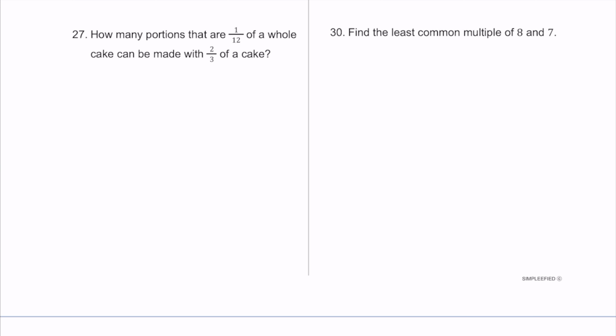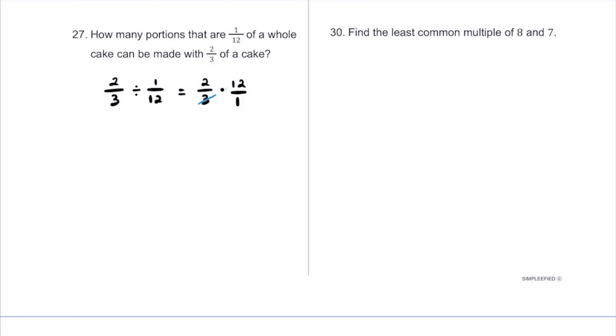For number 27, the question is how many portions that are 1/12 of a whole cake can be made with 2/3 of a cake? Now, in total, we have 2/3 of a cake, and we're trying to cut these 1/12 size slices. So we're going to divide that and see how many times 1/12 fits into this, right? That's basically what's happening here. So we're going to see how many slices we can make. So 2/3, and to do this, we can multiply by the reciprocal, which is 12 over 1.